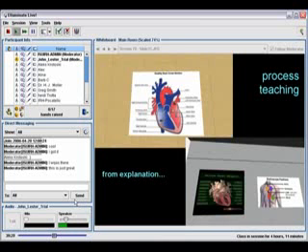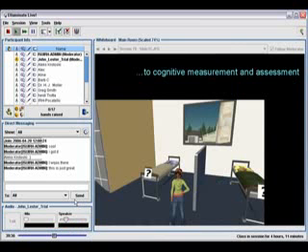So another example of going from explanation, looking at conventional 2D images, to actually walking around an environment and having a much more immersive experience where you could also assess your knowledge by taking a quiz after you've gone through it to see if you've answered correctly.